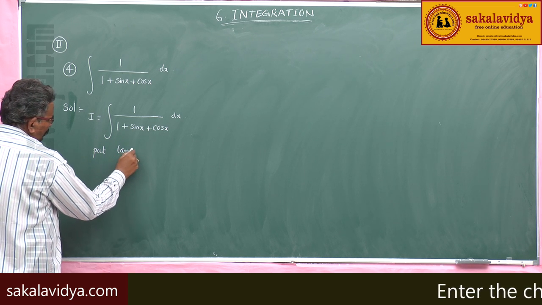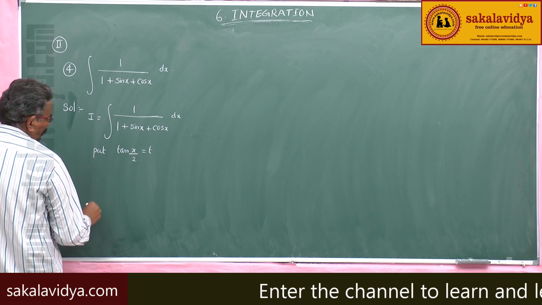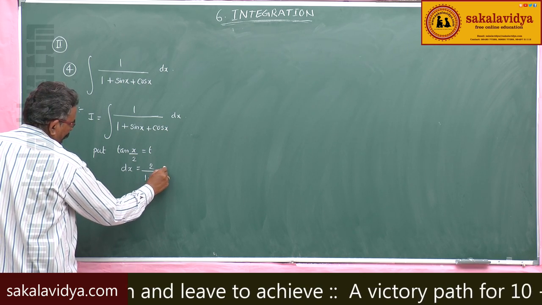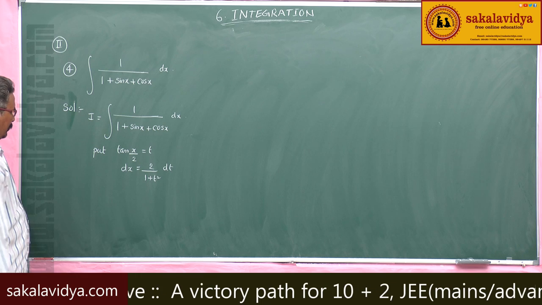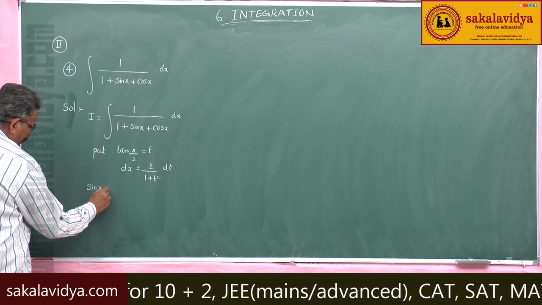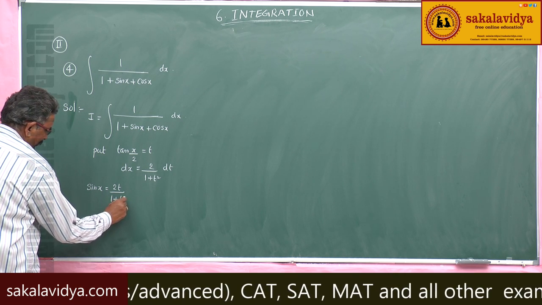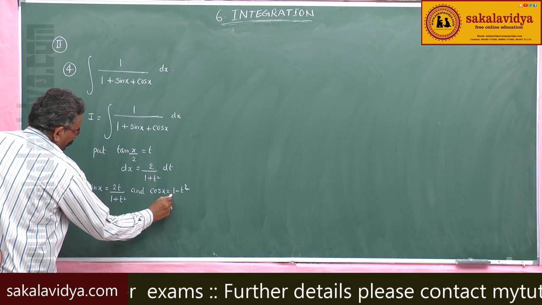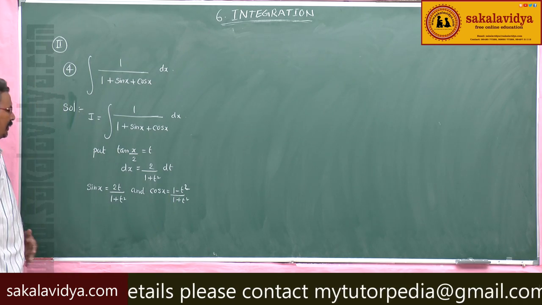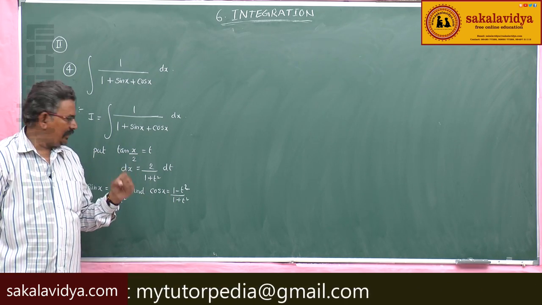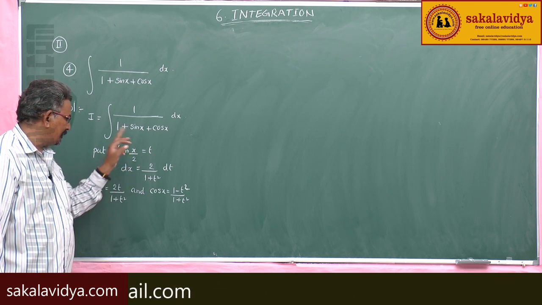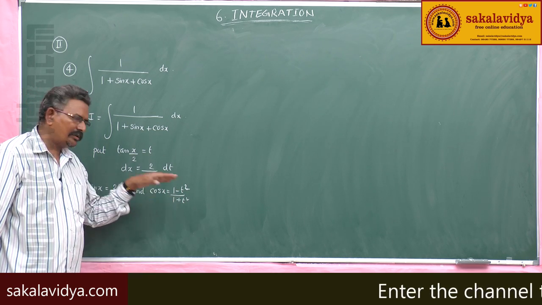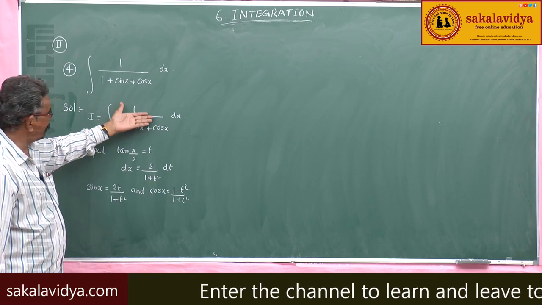Put tan x by 2 is equal to t. Now, dx is equal to 2 by 1 plus t square dt. We know sin x is equal to 2t by 1 plus t square and cos x is equal to 1 minus t square by 1 plus t square. If you say tan x by 2 is equal to t, differentiating with respect to x, we get dx in terms of t, that is 2 by 1 plus t square dt, whereas sin x becomes 2t by 1 plus t square, cos x becomes 1 minus t square by 1 plus t square. These values are to be substituted in the integral.